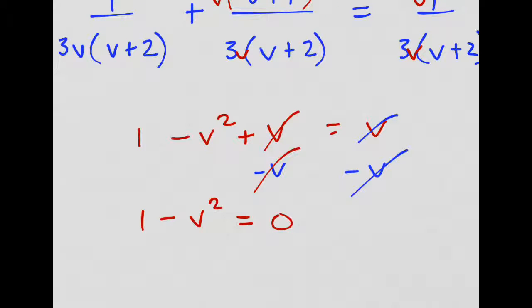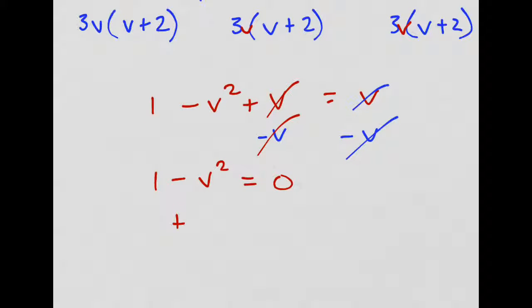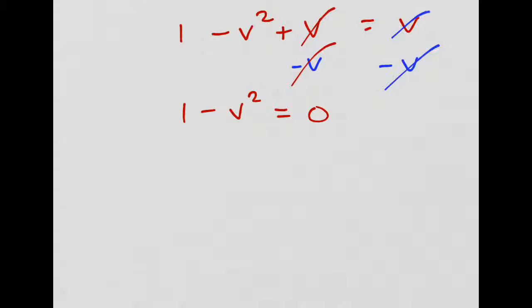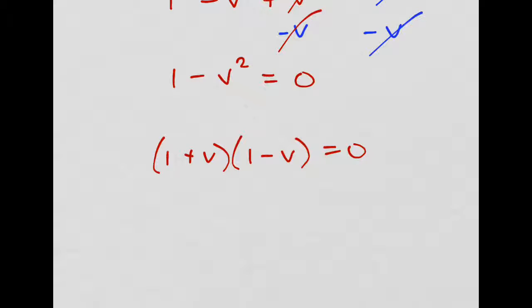This is what some people messed up on. I do have that 1 over, I'm going to add v squared to both sides. Or, actually, I feel like this is more noticeable for people. 1 plus v, 1 minus v. Did we see that? It's a difference of squares. I'm going to do it a separate way in a minute. And then set this equal to 0.